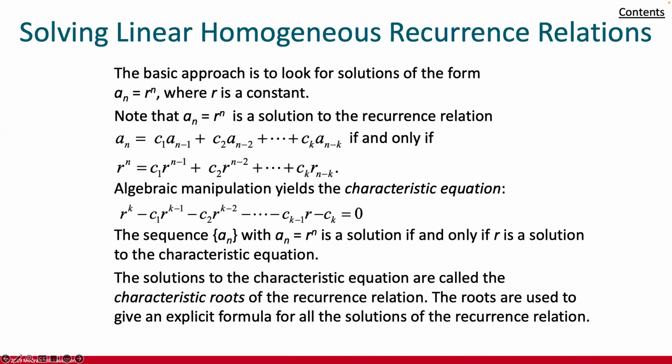So how do we go about solving linear homogeneous recurrence relations? The basic approach is to look for a solution of the form a sub n equals r to the n, where r is a constant. Note that a sub n equals r to the n is a solution to the recurrence relationship shown here. We can do some algebraic manipulation that yields a characteristic equation. And so the sequence a sub n equals r to the n is a solution if and only if r is a solution to the characteristic equation.